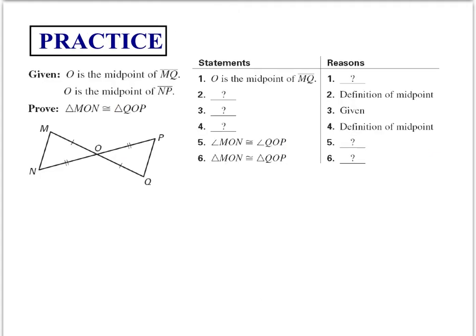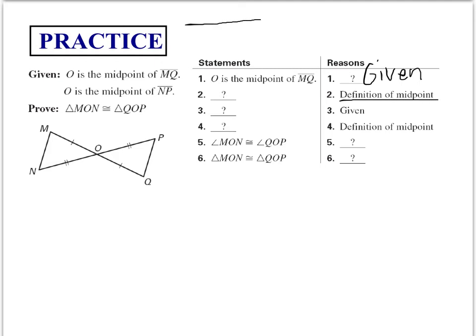All right, let's get to some proofs. So let's look at what's going on in our given, think about what we're trying to prove, and see how that corresponds to what we have given so far. So the first statement we're given is that O is the midpoint of MQ. And as you can see, that's given to us. So far so good. Now it's talking to us about the definition of a midpoint.